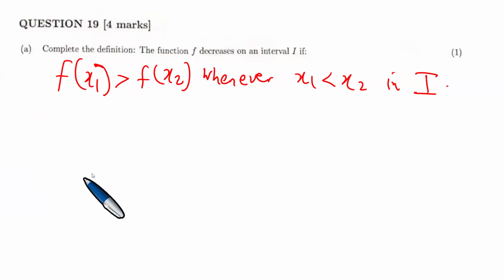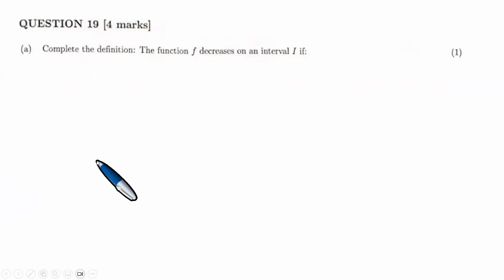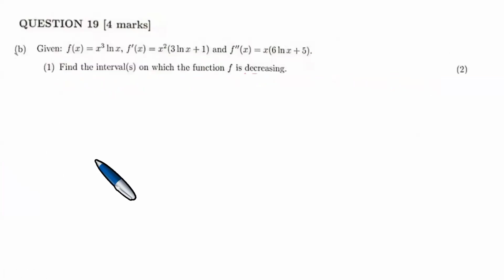So now we move forward. We're looking at question part B, where we're given f of x equals x cubed ln x, f primed is x squared, open bracket, 3 ln x plus 1, and f double primed is x, open bracket, 6 ln x.